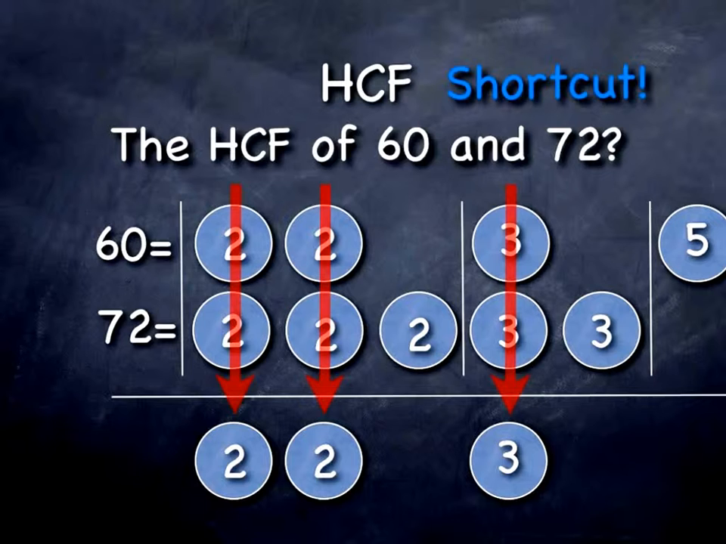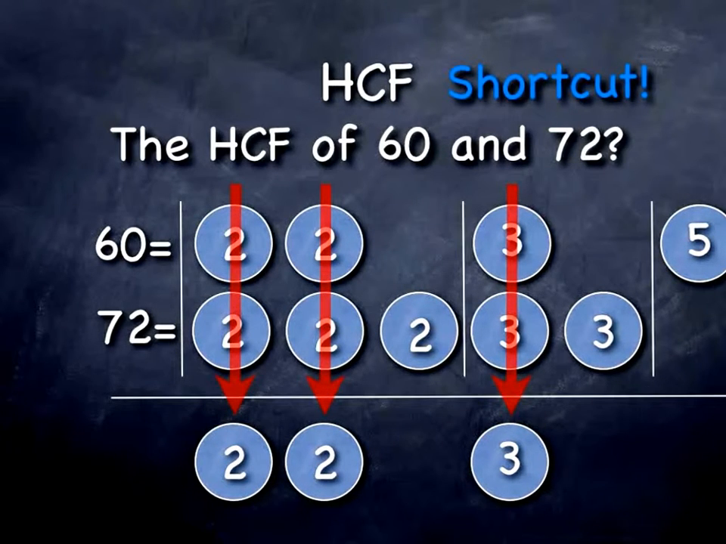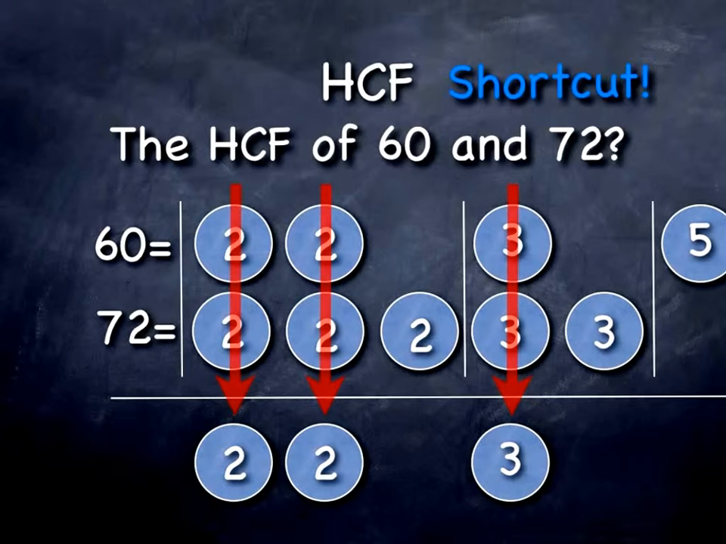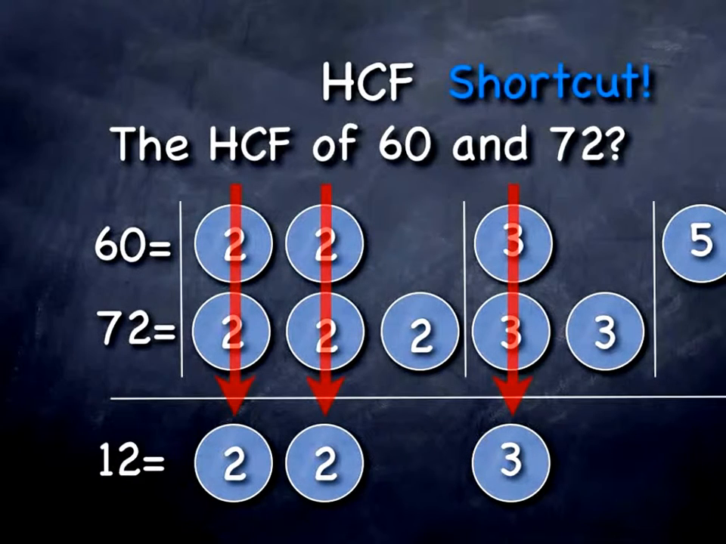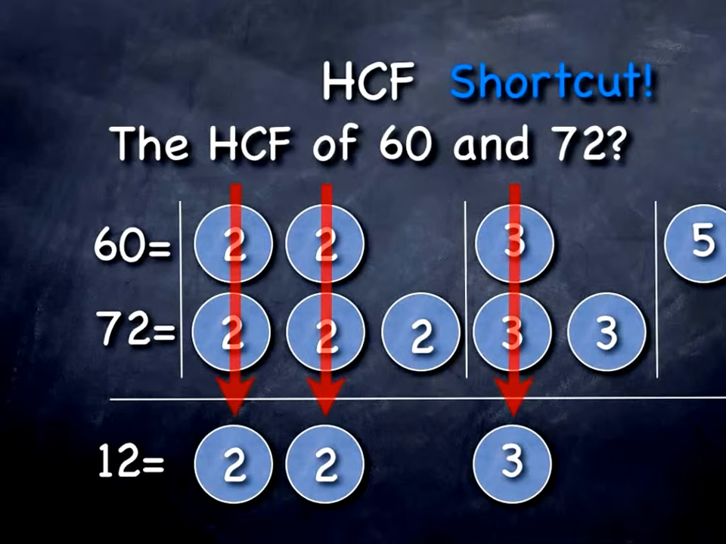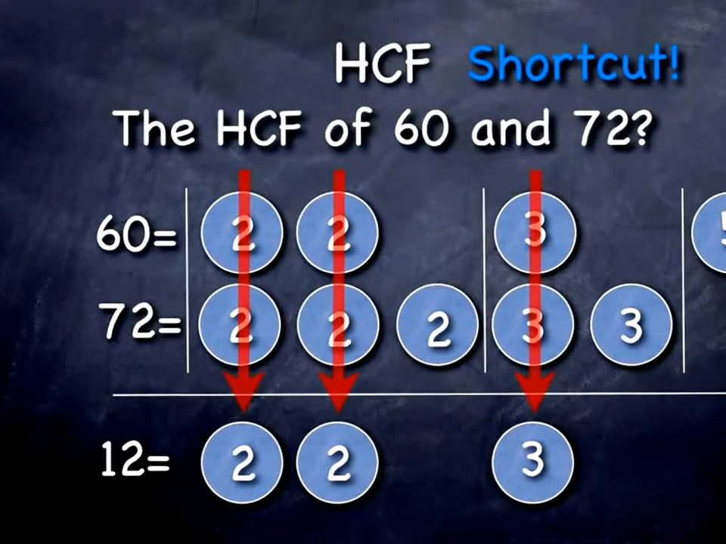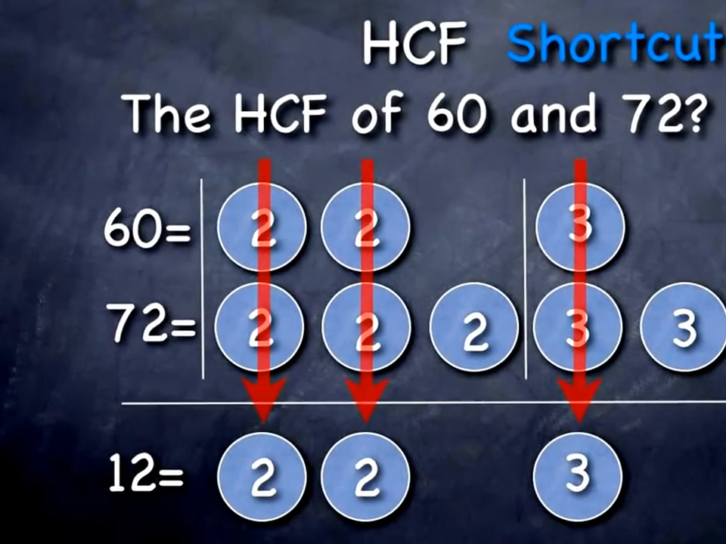If we identify those building blocks that each of them have, and we multiply those together, we multiply the common prime factors, then we get the highest common factor, which we abbreviate the HCF. So we know the highest common factor of 60 and 72 is equal to 12.